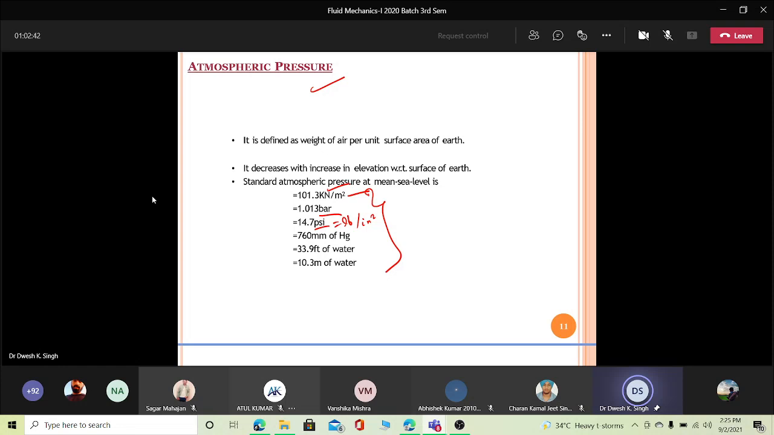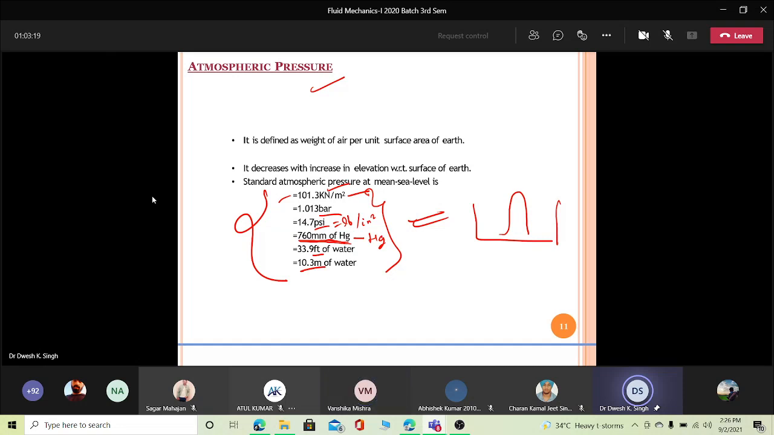From the reading of the mercury height, this is the pressure exerted by the atmosphere, 76 mm of Hg. When you put mercury here, that we will discuss later. Don't bother about it. And also in terms of feet of water. All these are different ways of denoting the atmospheric pressure. You can find any of these in numerical problems, so don't be bothered.